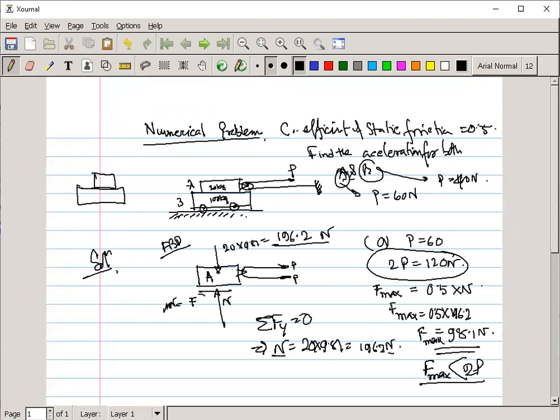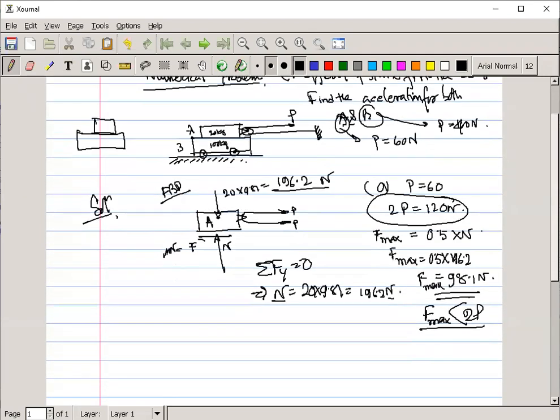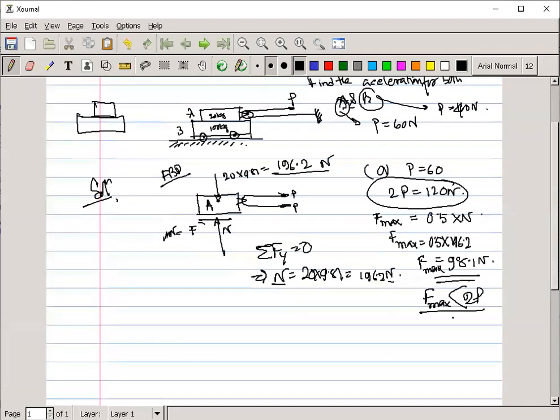So what is the condition for that? That value, F max, should be less than 2P. Why 2P? Because there is cable tension on both sides, right? It means your body has some acceleration, remember. So if it is the condition, you have to understand this is a dynamics problem. You have to solve using D'Alembert's principle, remember.